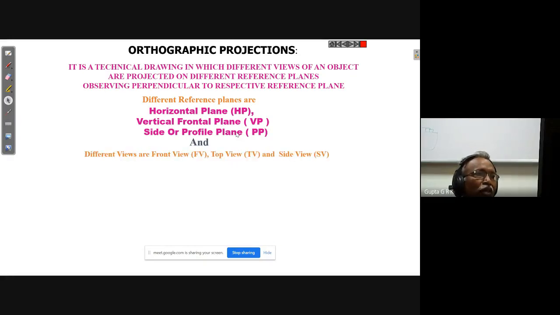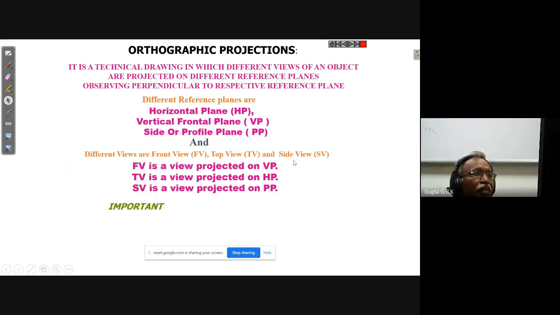And different views are front view, top view, and side view. Front view is the view projected on the vertical plane. Top view is the view projected on the horizontal plane. And side view is the view projected on the profile plane.